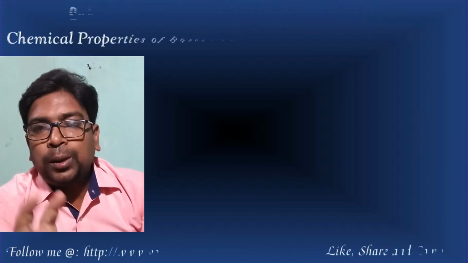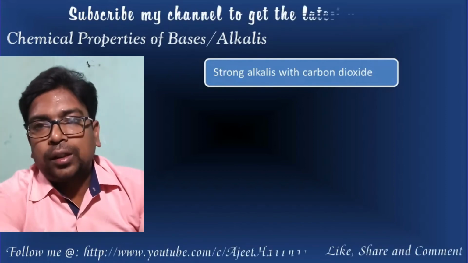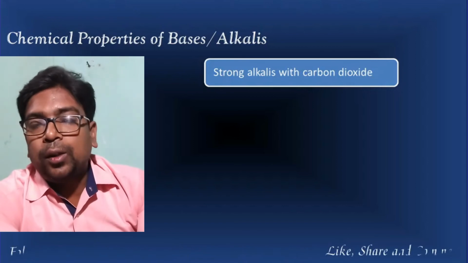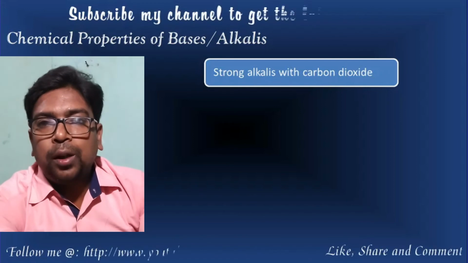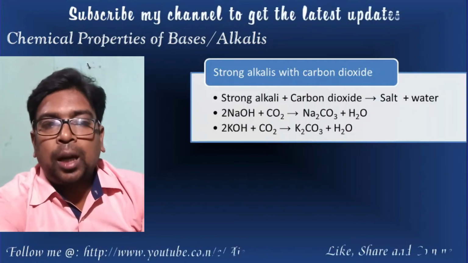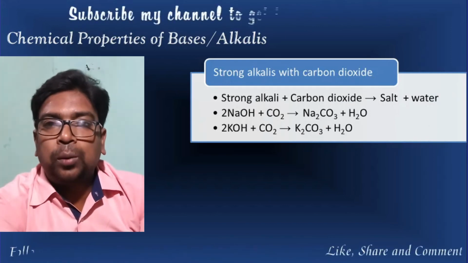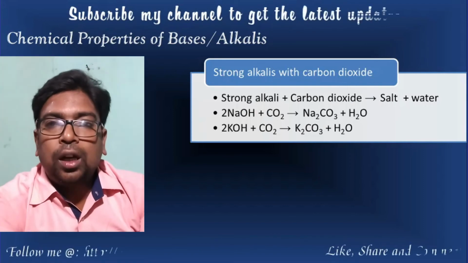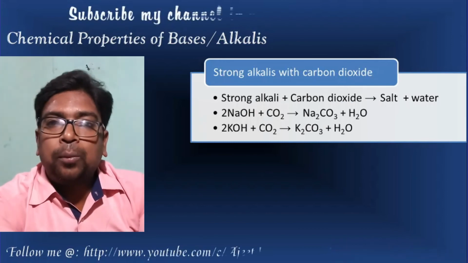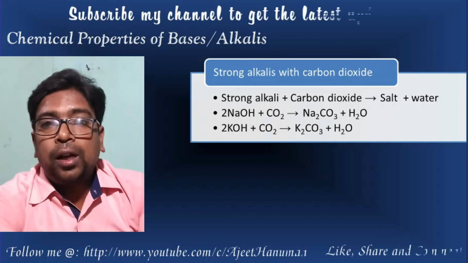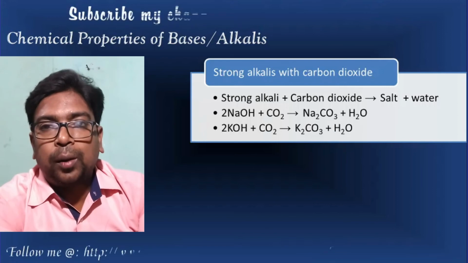The first property I want to tell you is the reaction of a base or alkali with carbon dioxide. When bases or alkalis react with carbon dioxide, they produce the corresponding carbonate salt plus water. So here you can see strong alkali plus carbon dioxide gives salt plus water. Which salt? Carbonate salt. For example, when sodium hydroxide reacts with carbon dioxide, it gives sodium carbonate plus water. When potassium hydroxide reacts with carbon dioxide, it produces potassium carbonate plus water.